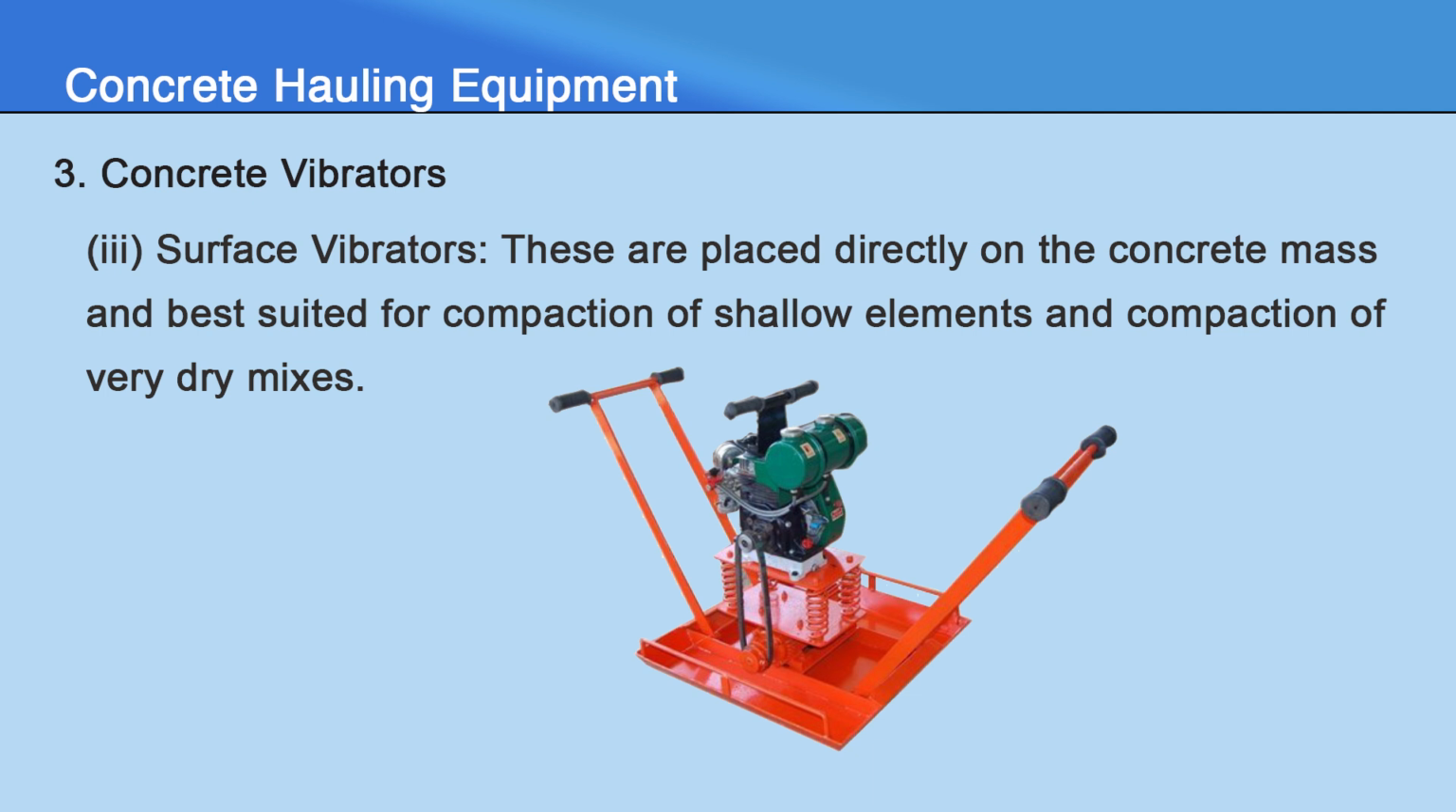Thirdly, surface vibrators. These are placed directly on the concrete mass and are best suited for compaction of shallow elements and compaction of very dry mixes. The main application of this type of vibrator is in the compaction of small slabs not exceeding 150 mm in thickness and patching and repair work of pavement slabs.